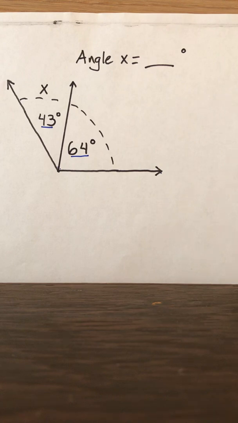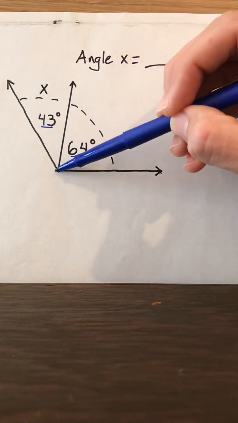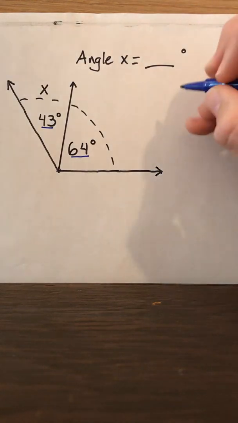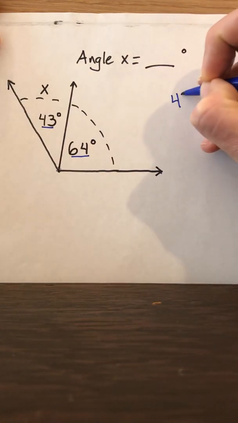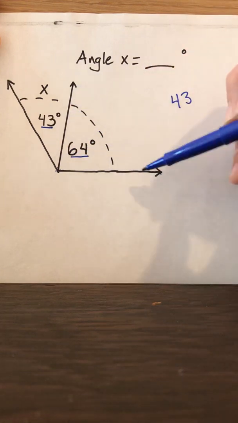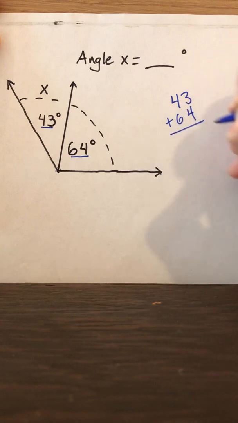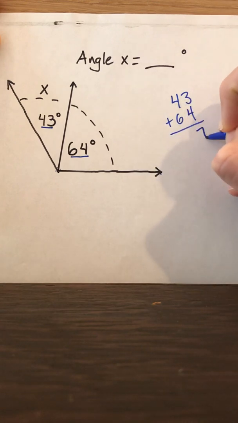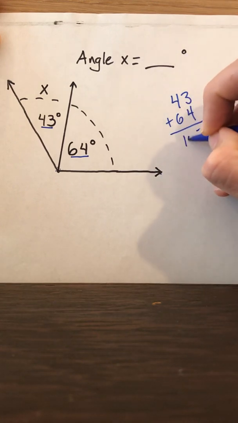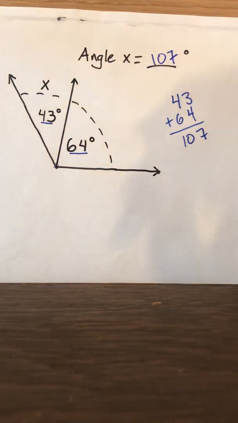All right? So all we have to do is take what we know, which is the measure of this angle, which is 43, and add the measure of this angle, which is 64. 4 and 3 is 7, 6 and 4 is 10. So we end up with 107 degrees.